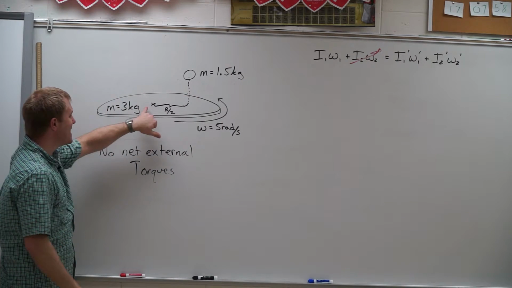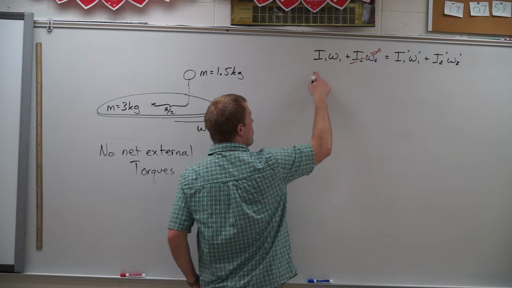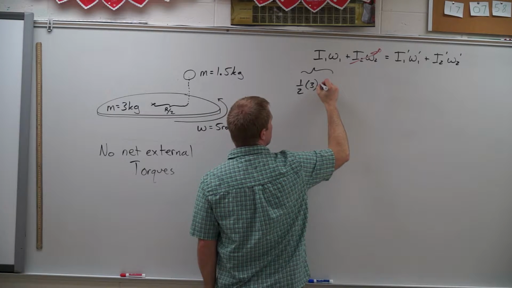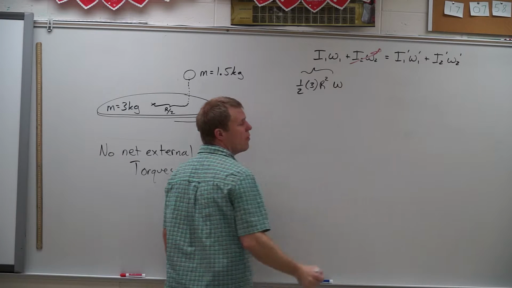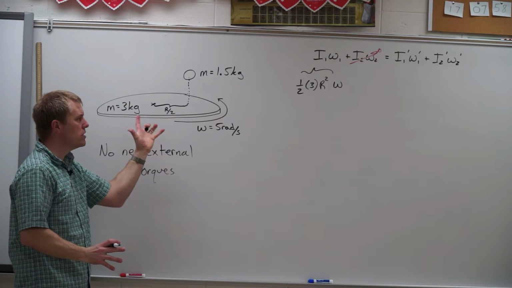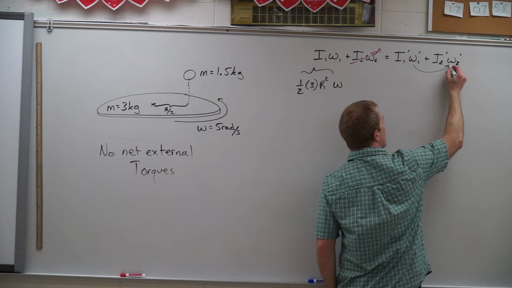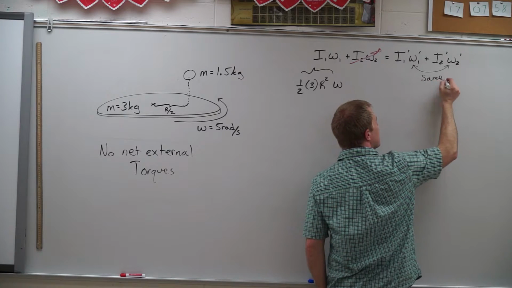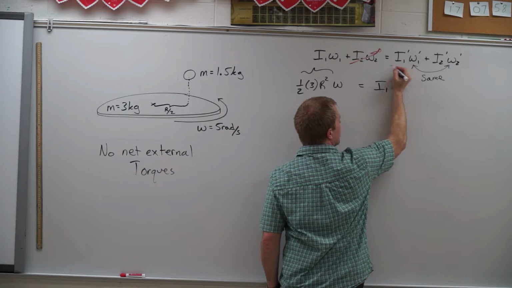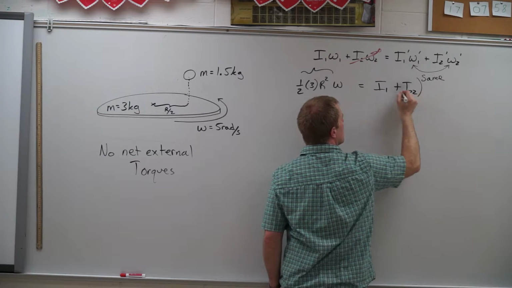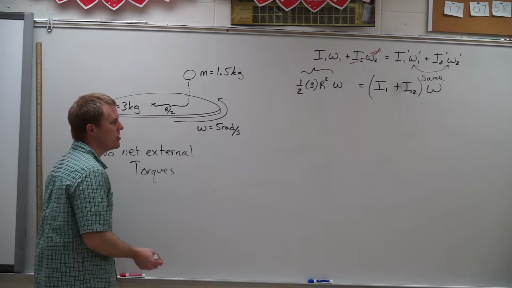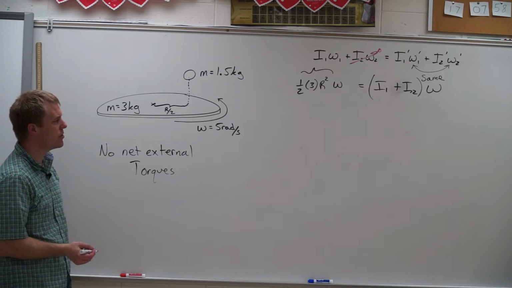Okay. I do have a disk, so my I1 for a disk is going to be 1/2 the mass times the radius squared times the original omega. Now, when I drop this ball on here, it's going to stick, and they're going to rotate together. So that means that these two values are going to be the same. So on that side I'm just going to make it I1 plus I2 times omega. And I use I1 here because my disk didn't change. It's still that 1/2 times 3 times r squared.